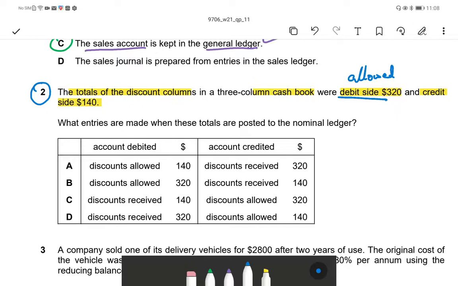While when the business pays cash, sometimes it gets a discount from its suppliers. Payments always show on the credit side of the cash book. So the credit side discount is discount received. What is the question? What entries are made when these totals are posted in the nominal ledger? Accounts debited, accounts credited. It's easy. Debit side discount allowed 320, discount received 140. Correct answer is option B.